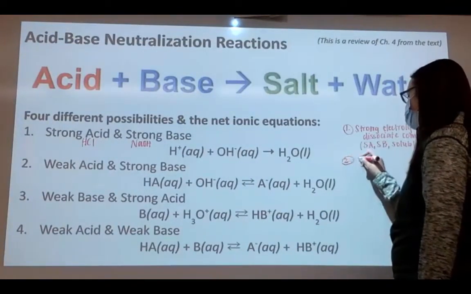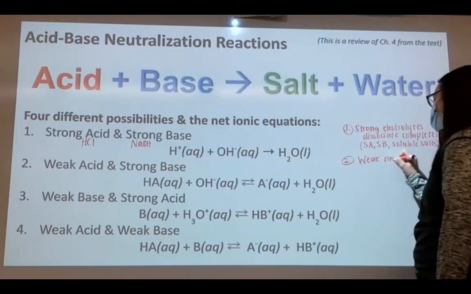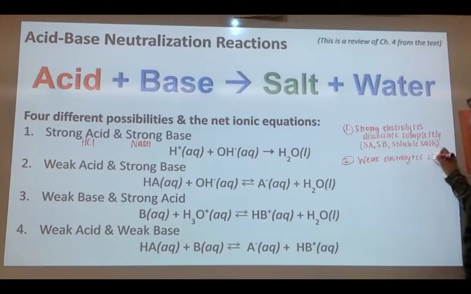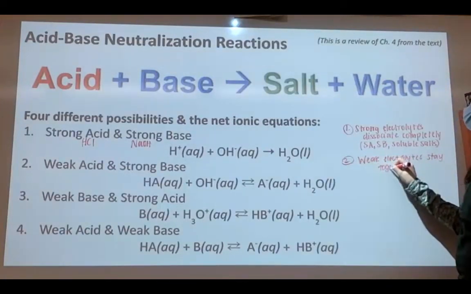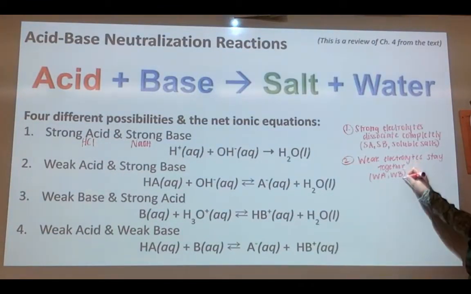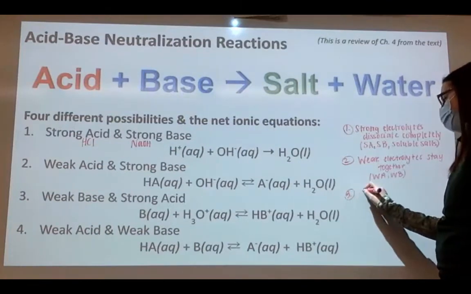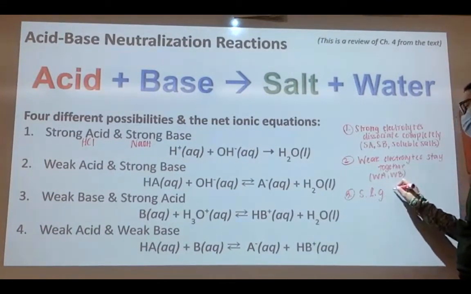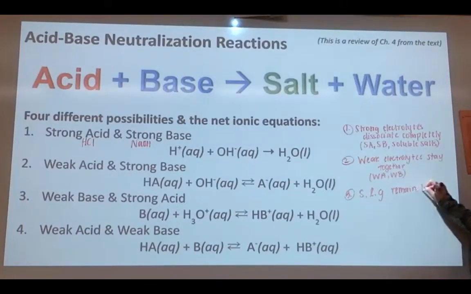Weak electrolytes stay together. Weak electrolytes are weak acids and weak bases. That's it. Remember, electrolytes are aqueous solutions. So the third thing with net ionic equations is that solids, liquids, and gases always remain together. In order to break apart, it has to be an aqueous solution. Only electrolytes are aqueous solutions.